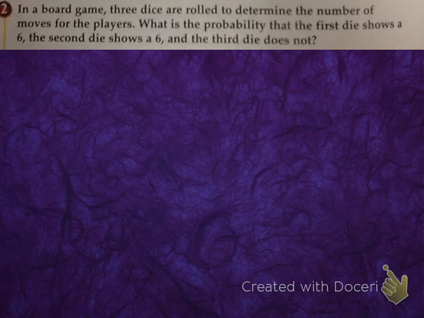In a board game, 3 dice are rolled to determine the number of moves for the players. What is the probability that the first die shows a 6, the second die shows a 6, and the third die doesn't?